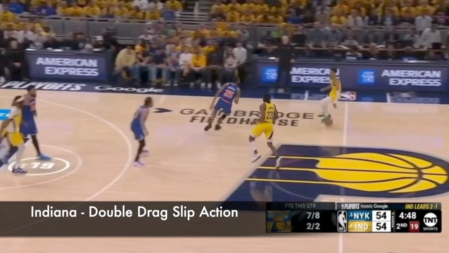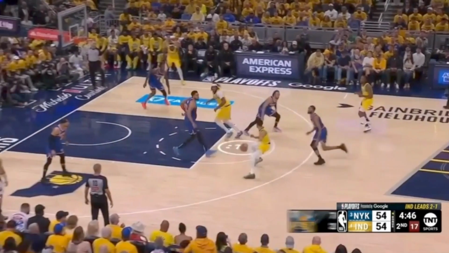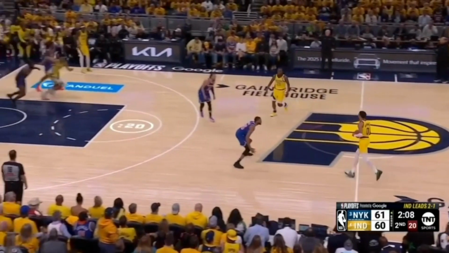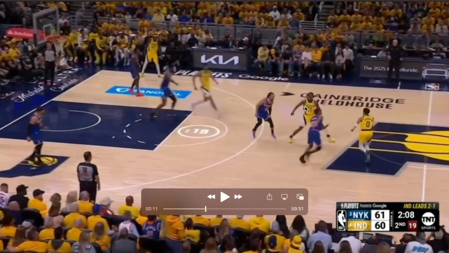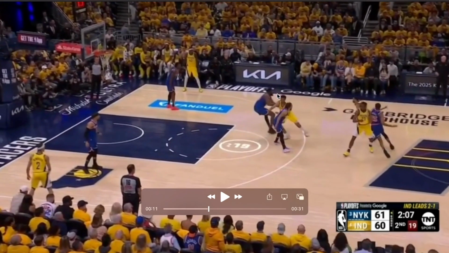The Pacers found success in Game 4 using a double drag slip action with Haliburton as the ball handler. Now, a double drag action is 2 consecutive ball screens. The first one's by Aaron Nesmith, the next one's by Tony Bradley. In this action, the first one's going to be a screen. The second one, Bradley is going to slip the screen to allow Haliburton to get downhill quick.